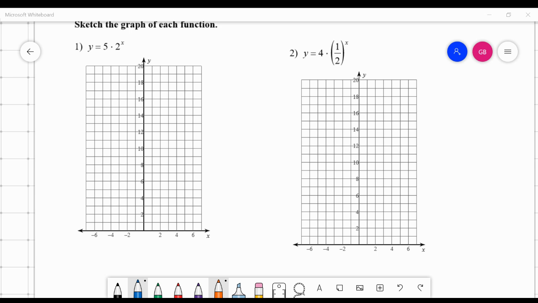All right, sketch the graph of each function. Number 1, y is equal to 5 times 2 to the power of x. I'm going to organize my work in the table.